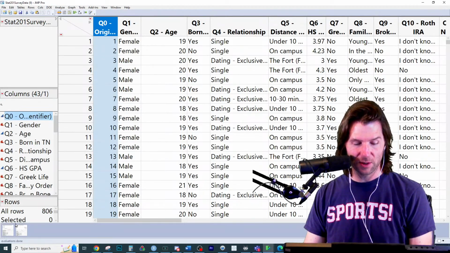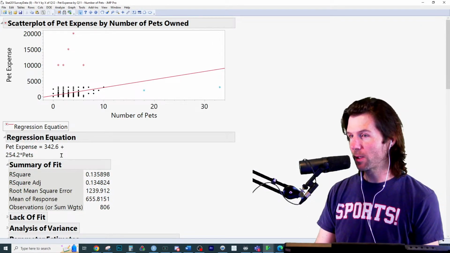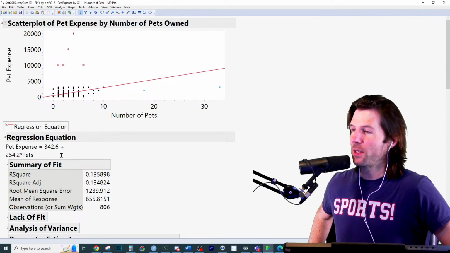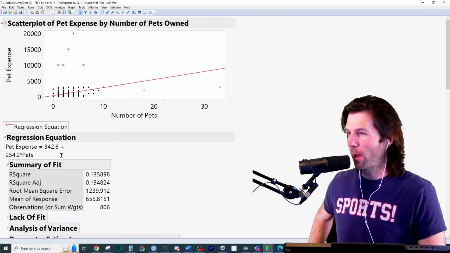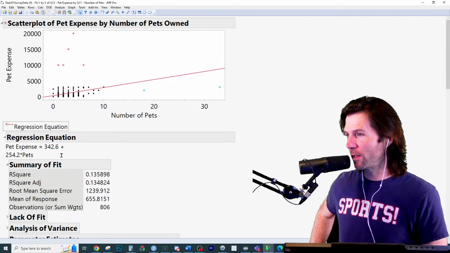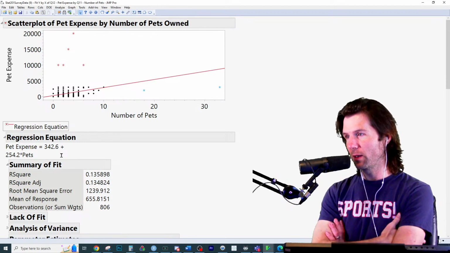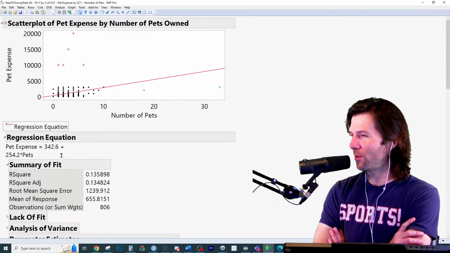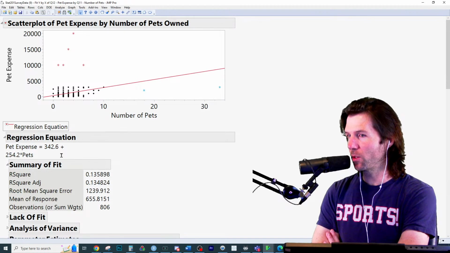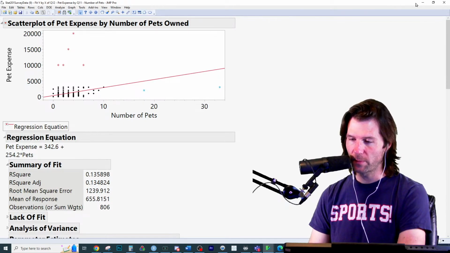If you remember the pet expense one I just did, I did one right here. When someone owns 0 pets, we expect them to spend $342.6 on average. That might be logical because they might be spending money on their friends' pets, their family's pets. They might not call it ownership of their pets, but it might also be illogical because it doesn't make sense someone would spend money. Good job, Lane, right there. It might not be logical because someone spending money on pets should probably own pets. And then for each additional pet, we expect someone's pet expense to increase by $254.2. That is the predicted increase in pet expense.